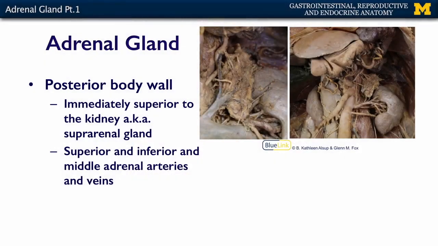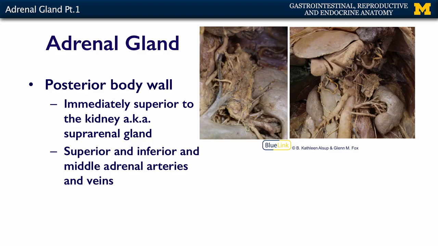The adrenal gland, almost everybody's heard of their adrenal glands. When you think of the stress response, most people think of their adrenals. I should probably be calling it suprarenal because that is what the Terminologia Anatomica calls it, but most people call it adrenal, and so I'm going to go with that because I think it'll be a more familiar term for you. The adrenal gland lives on the posterior body wall.